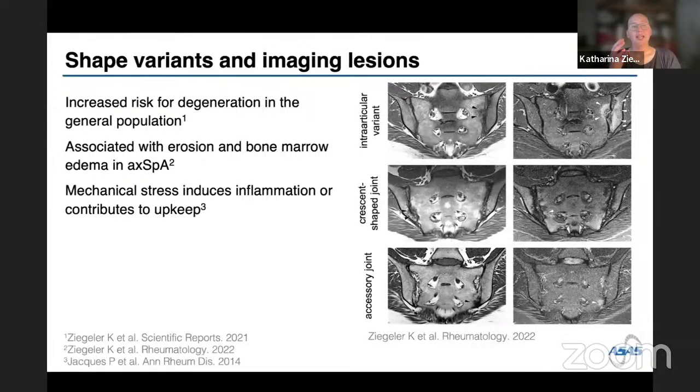In patients with axial spondyloarthritis, we found that those with atypical joints actually have a higher likelihood of exhibiting both erosion and bone marrow edema. And the theory behind this, which we feel is supported by what we found, is that these mechanical stresses that I showed you in these atypical joints actually induce inflammation or contribute to the upkeep of inflammation.